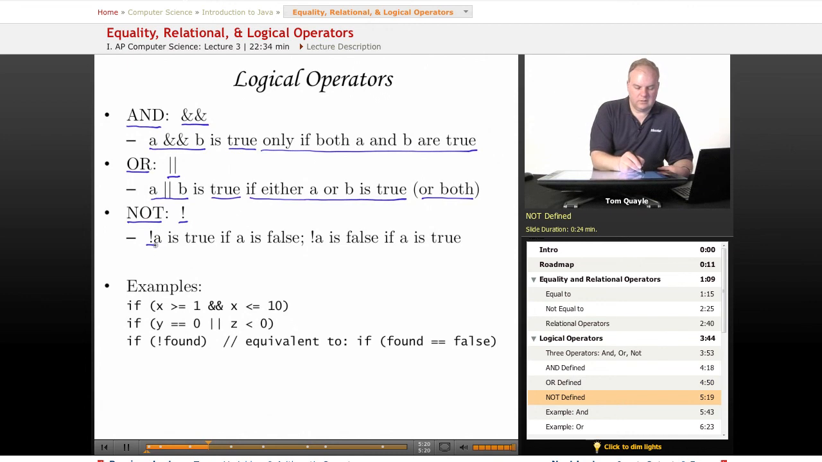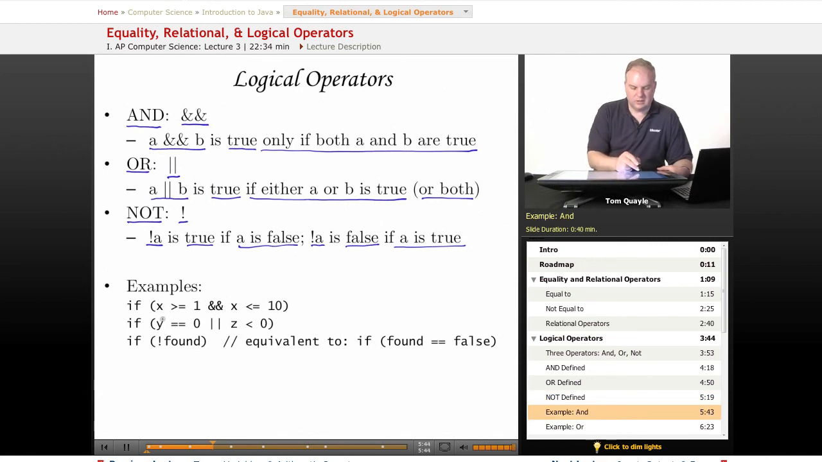Not A is true if A is false, and not A is false if A is true. So not simply reverses the value of a Boolean that it's placed in front of. If the Boolean is true, not makes it false. If the Boolean is false, not makes it true.